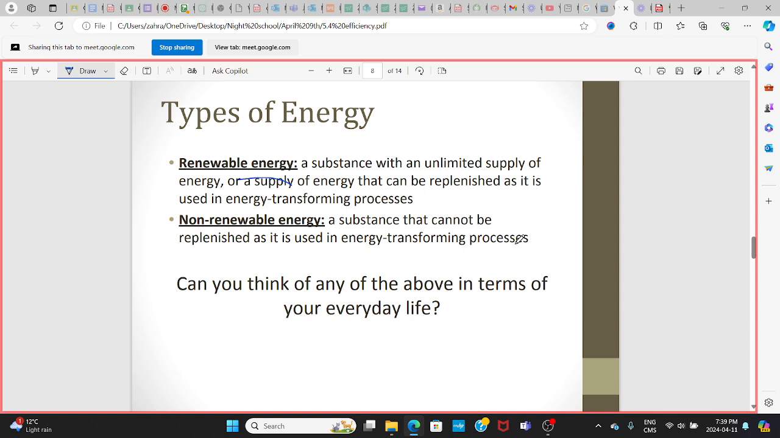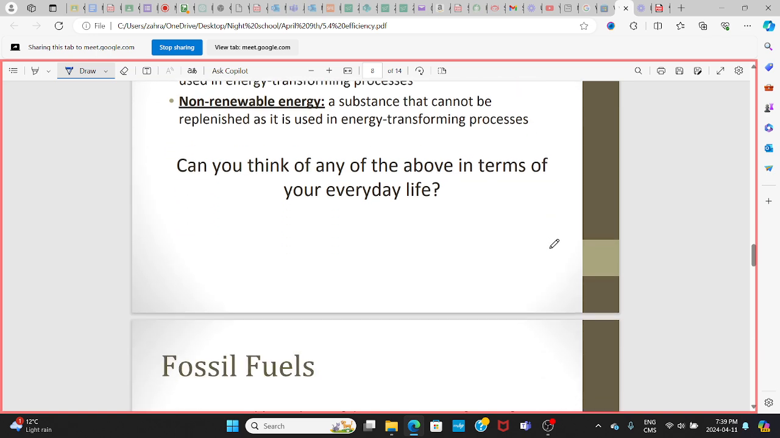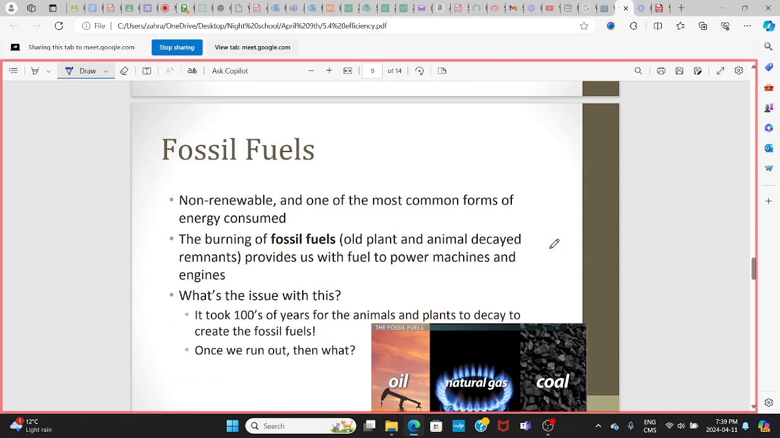It's like when you're using water to produce electricity, it's kind of renewable because you can replace it, right? So take the fossil fuel. When you're using the fossil fuel and you burn it, you cannot get the fuels back, right? So it burned and it turned to carbon dioxide and other products, but it is not reversible. So not renewable, and one of the most common forms of energy consumed, right?